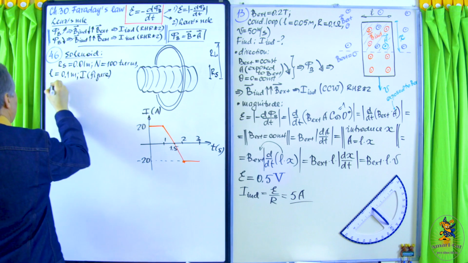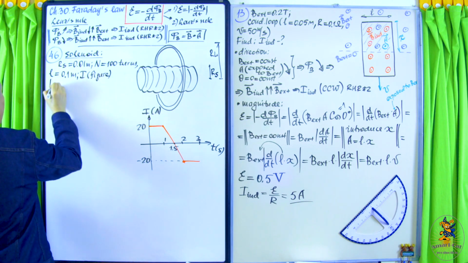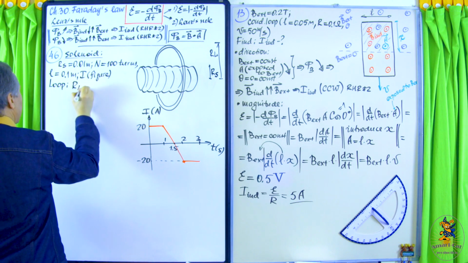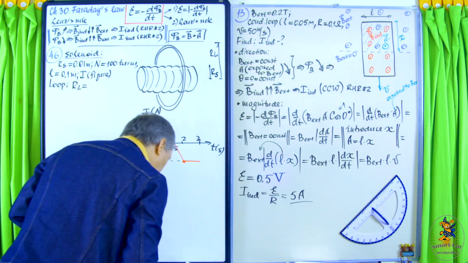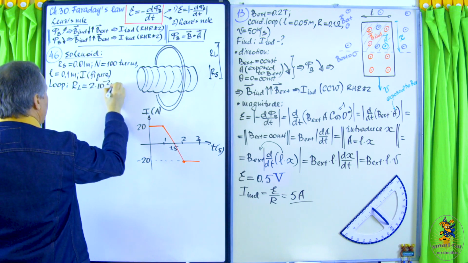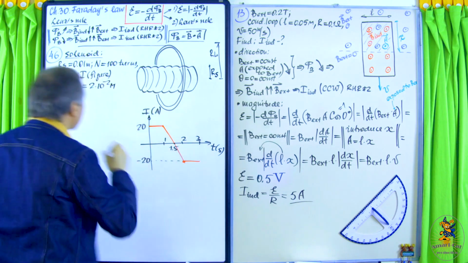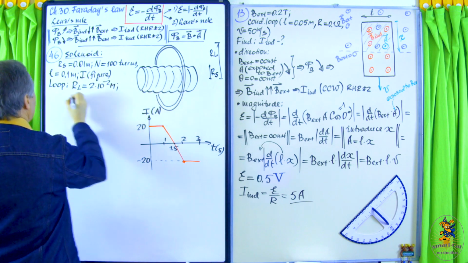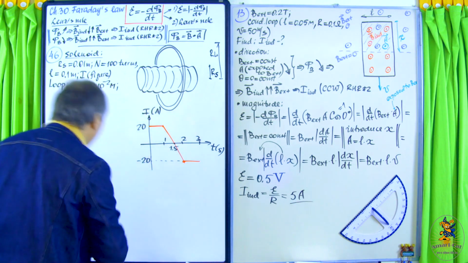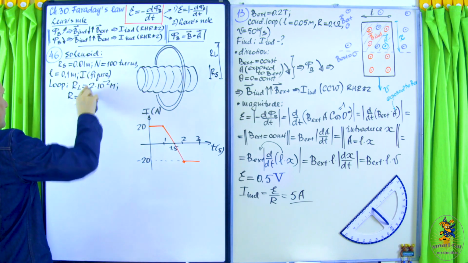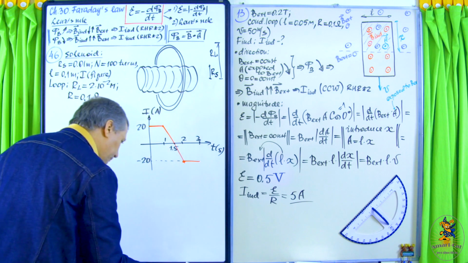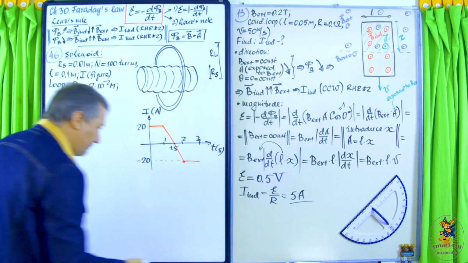Okay, so information about the solenoid, and now information about the loop. Information about the loop: R sub L is equal to 2 centimeters, 2 times 10 to the power of minus 2 meters. And resistance is given. Resistance is 0.1 ohm.